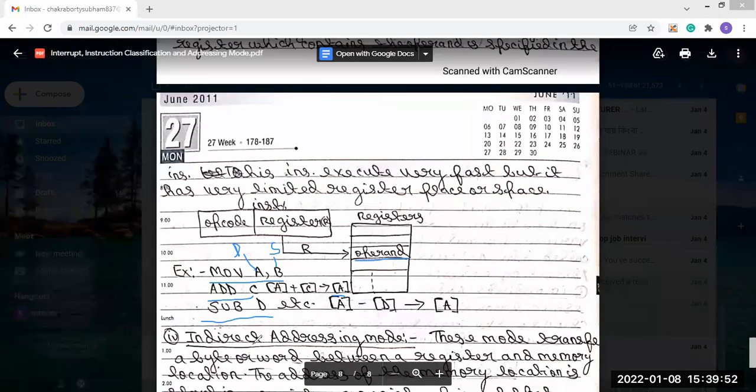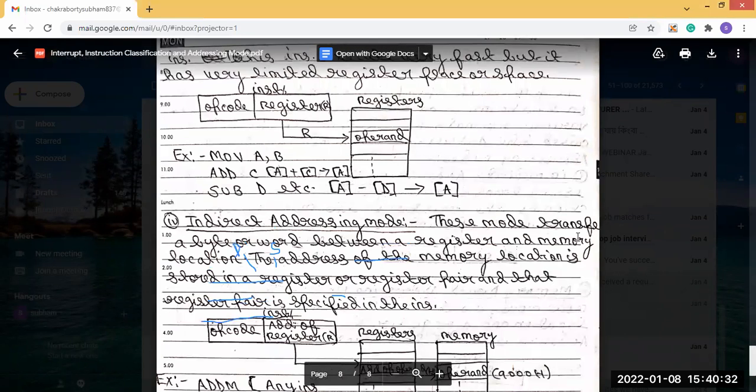The fourth one is the indirect addressing mode. So what is the indirect addressing mode? This mode transfers a byte or a word between a register and a memory location. We call that the indirect addressing mode. The address of the memory location is stored in the register or the register pair, and that register pair is specified in the instruction.